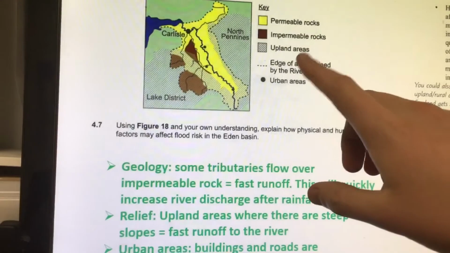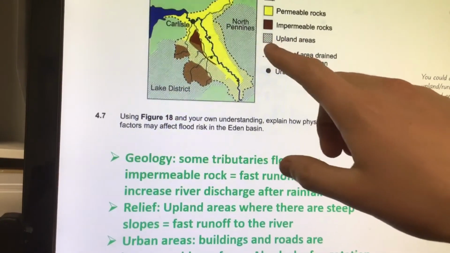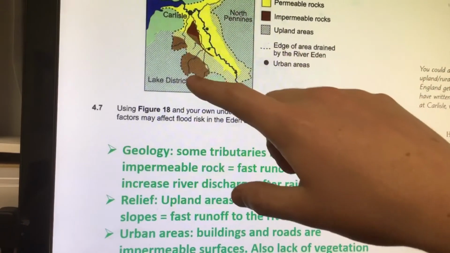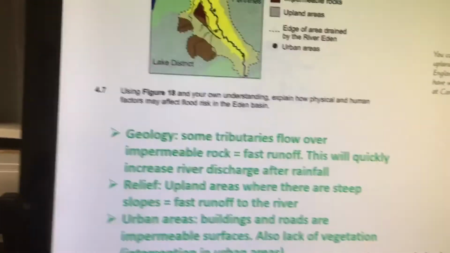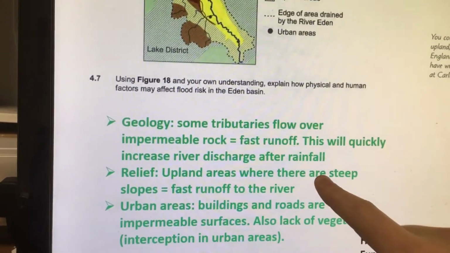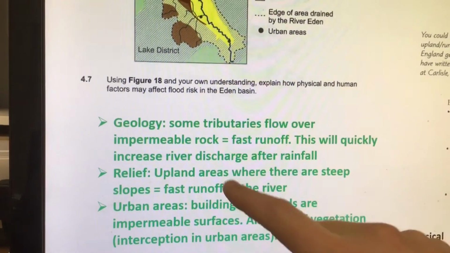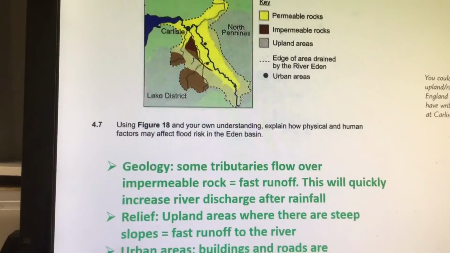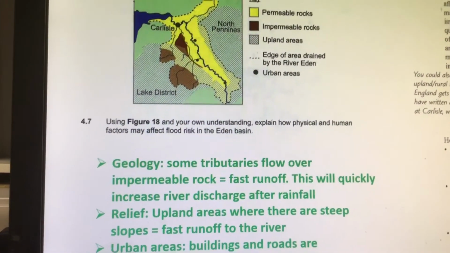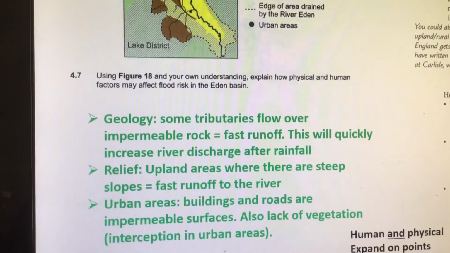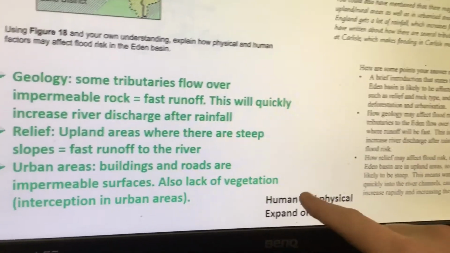Second thing is, if you notice on here, it says upland areas are shown by this sort of pattern. So lots of the tributaries are shown that are in upland areas, which means the relief is going to be quite steep. So steep-sided slopes, which means fast runoff to the river, and therefore that could also contribute to the river flooding. So there's two physical factors which might affect flood risk. Now, in order to get good marks in this question, we need to have human and physical.